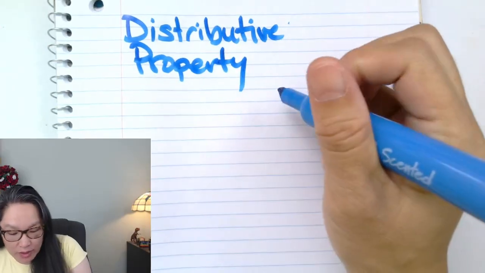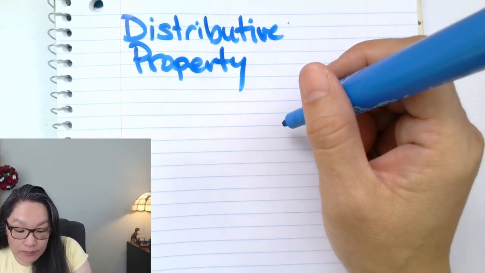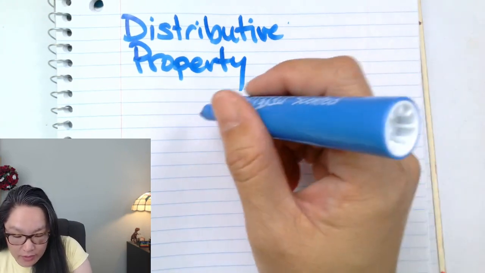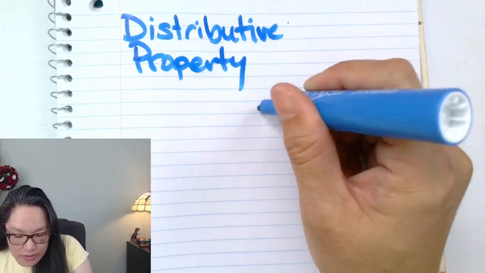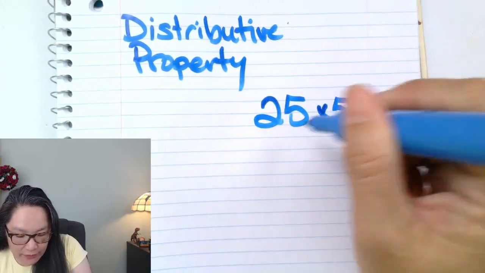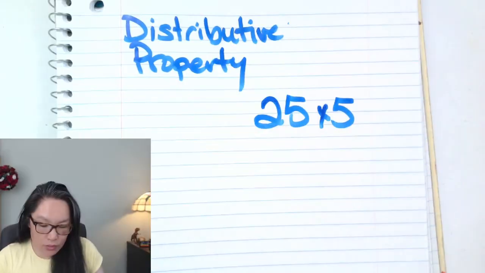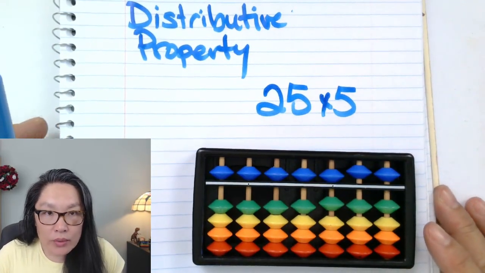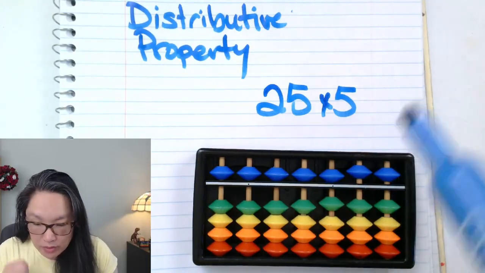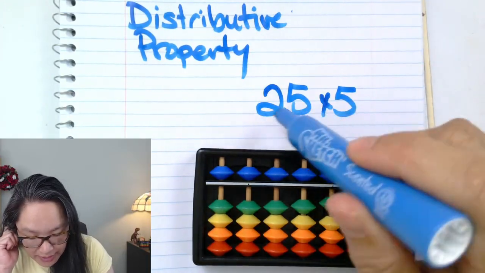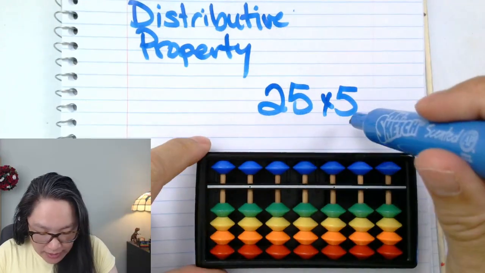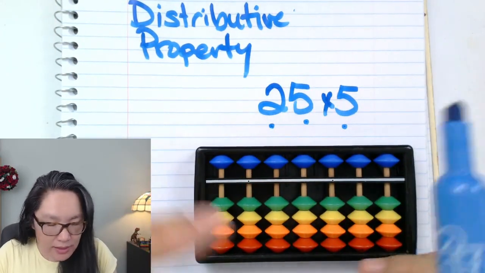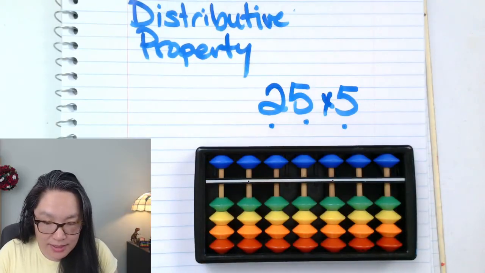So here's my question. Let's do something easy: 25 times 5. What we need to do in abacus is understand where we are going to put our number. To put our number, we need to count our digits. So when we count 1, 2, 3, we know that we're going to start in the third column. This is just a process that we need to do.